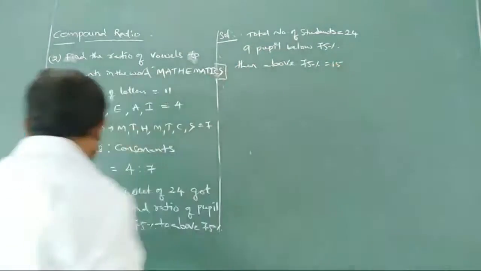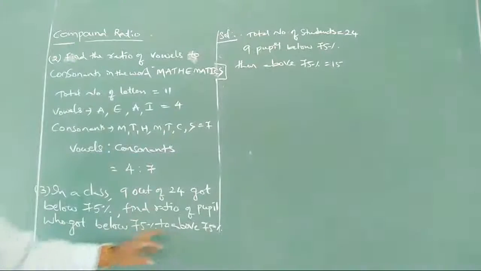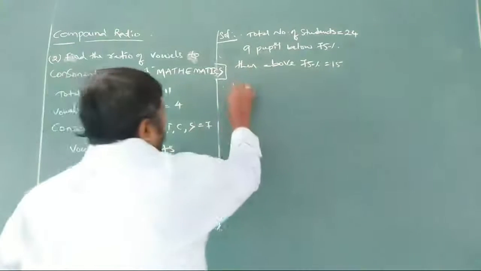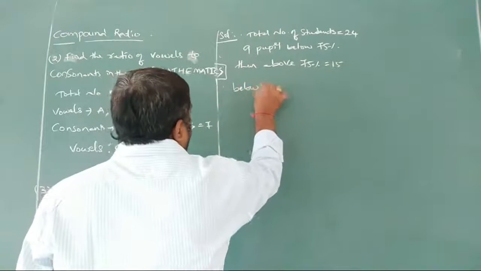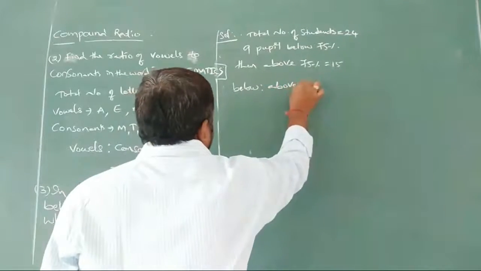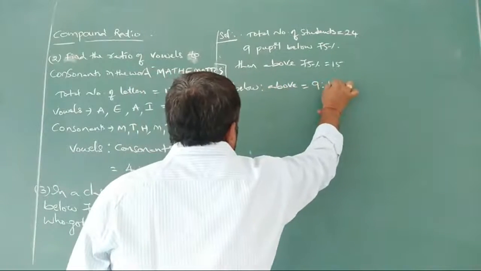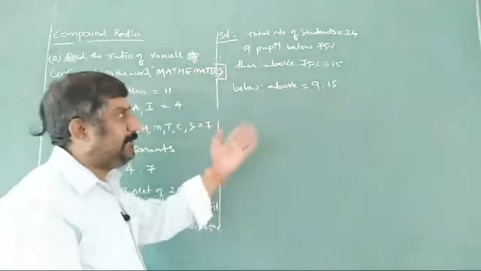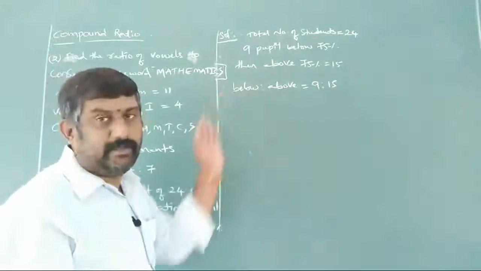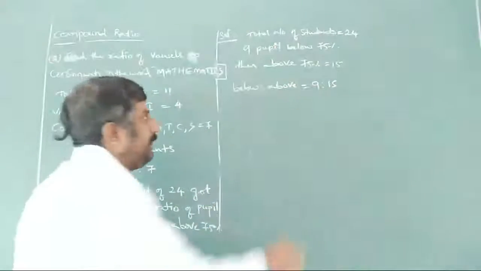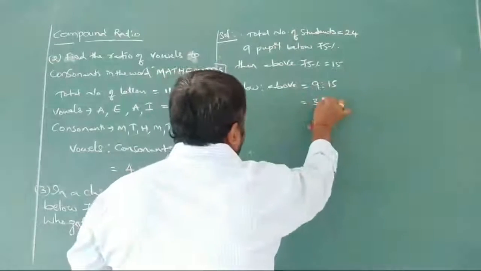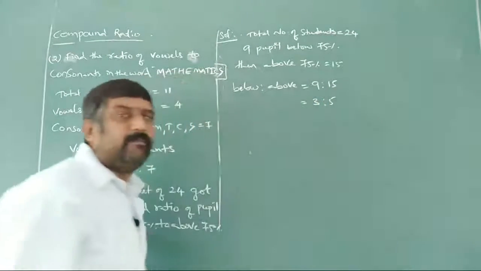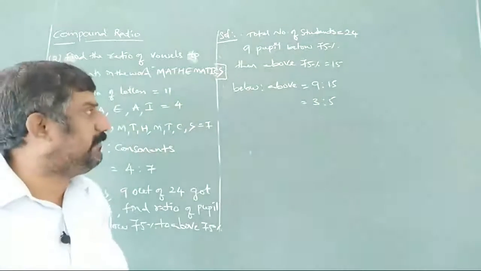Now what do we need? We need the ratio of below to above. So below is to above, 9 is to 15. This is the ratio we require here. If you want to simplify, in the 3 table, 3 3s are 9 and 3 5s are 15. So the simplified ratio is 3 is to 5 that we are getting here.